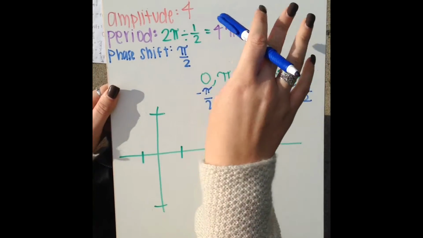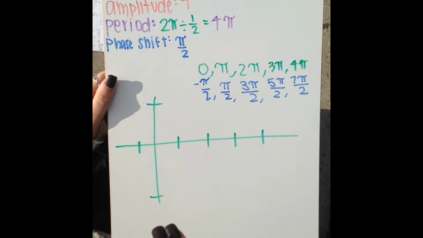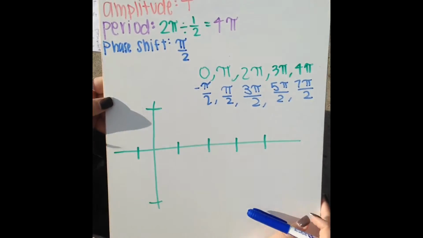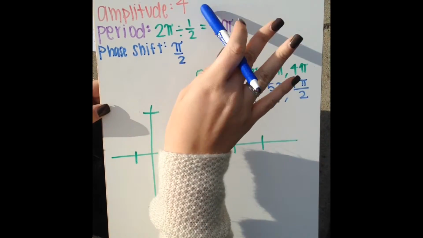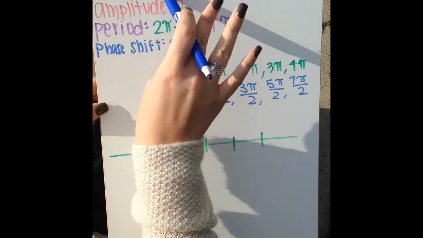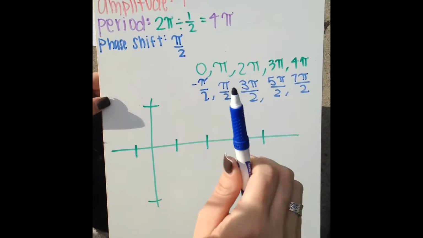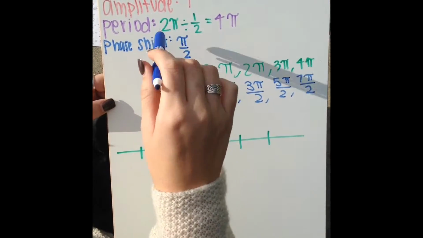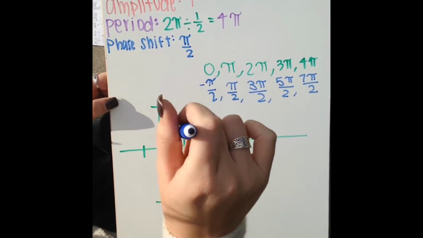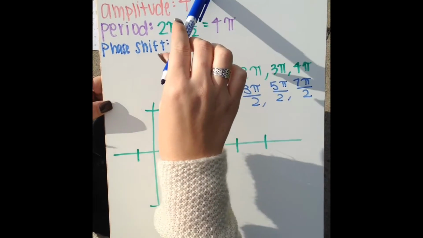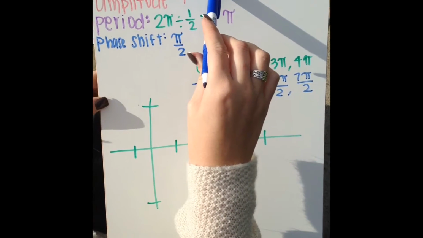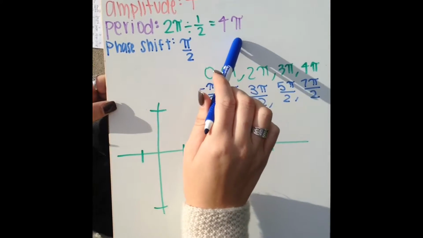Okay, in order to graph this function, you need to start by finding the amplitude, period, and phase shift. To find the amplitude, it's always the number that is in front of the sine. And in order to find the period for a sine graph, it's always 2 pi, and you divide it by the number that comes after the sine. And so for this function, you get 4 pi.